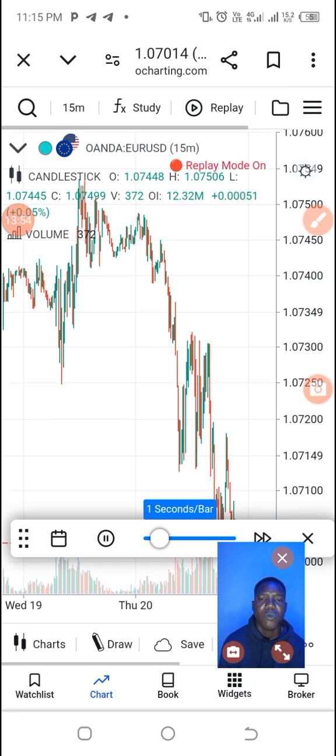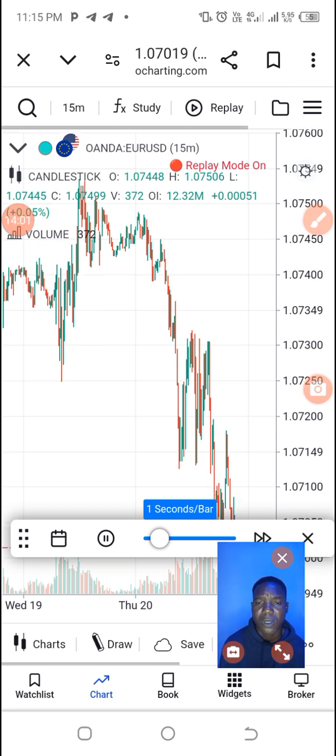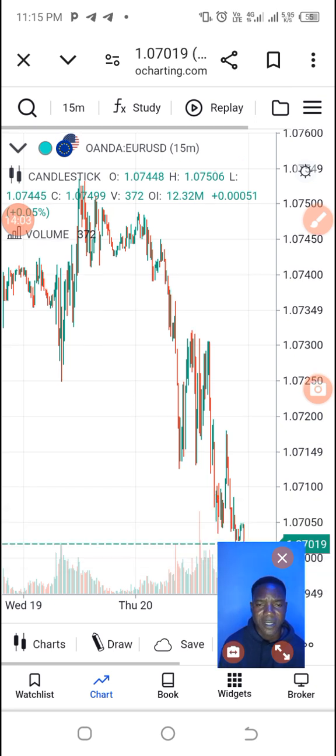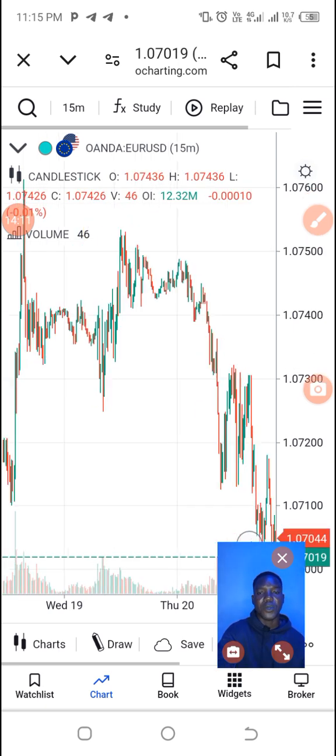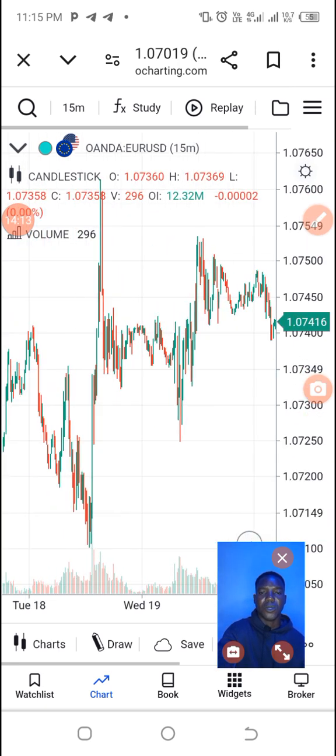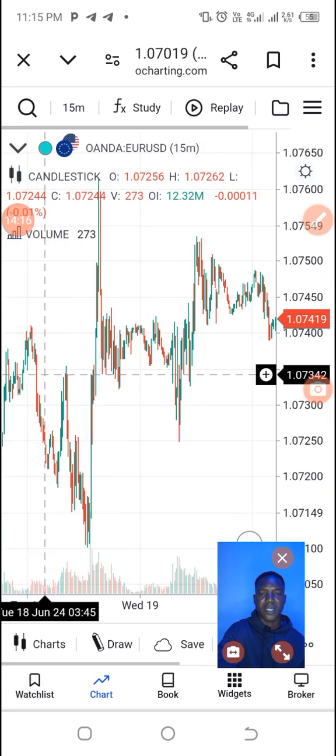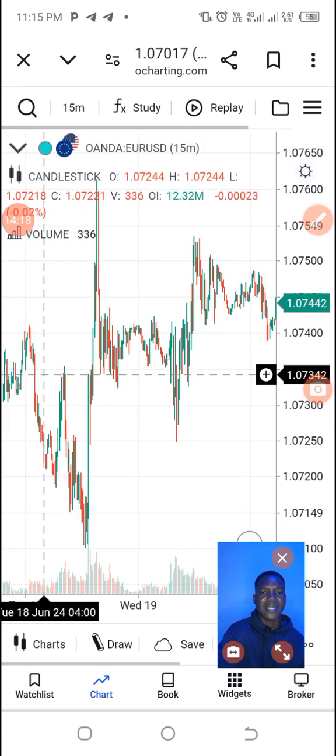Actually, where it is bouncing from, there's no inefficiency there, even though there's another block. So that doesn't really validate that it's going to go all the way up yet. So it's still going to go to fill the inefficiency below. So this actually was what happened in the trade. So that was it, guys.